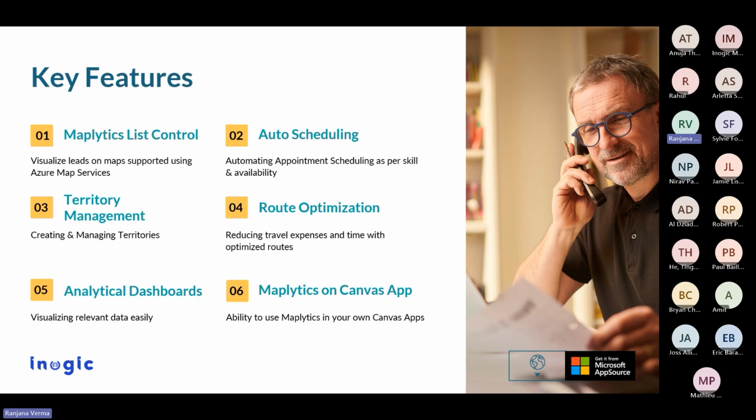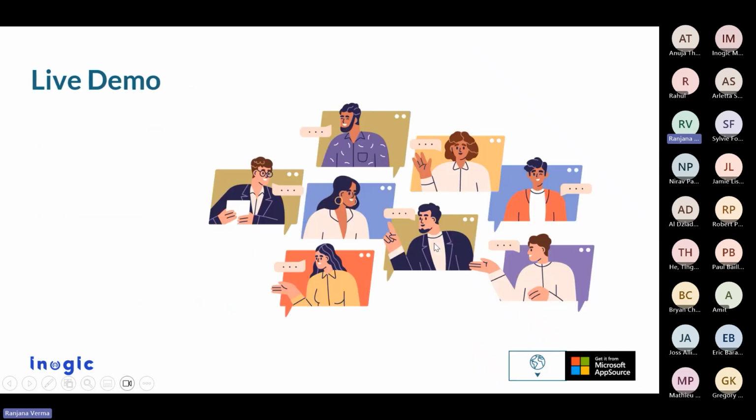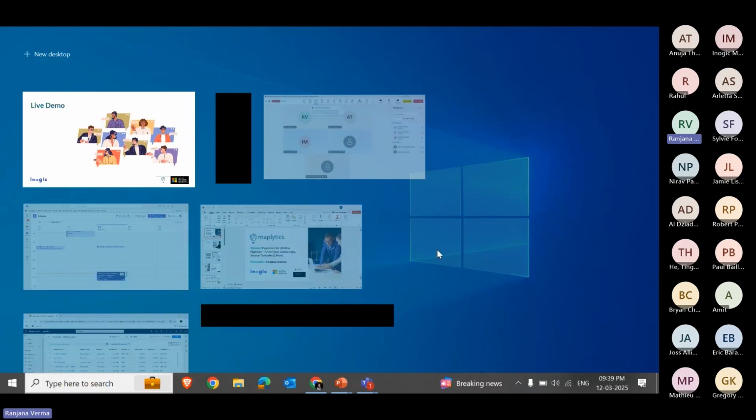Then we have auto scheduling, how to schedule your routes, how to plan for multiple days, like months together or weeks together. So how to do that is auto scheduling. Then there is territory management. So not only creating and managing territory, but also visualizing it in a much smarter way. Okay. So again, I will be taking you through all these features in the live session. There is route optimization, analytical dashboard, Canvas app. So a lot more in this, right? So without any further ado, let me go and start with the live demonstration over here.